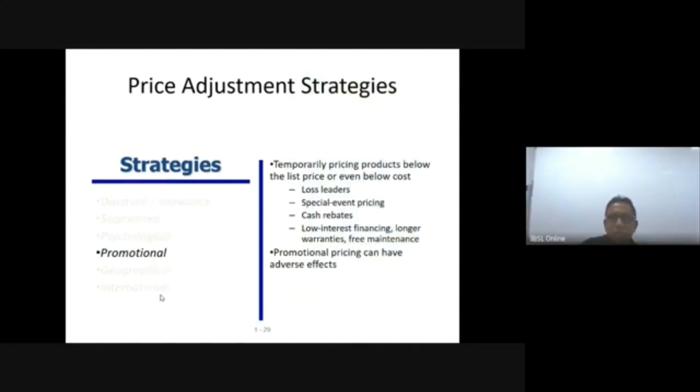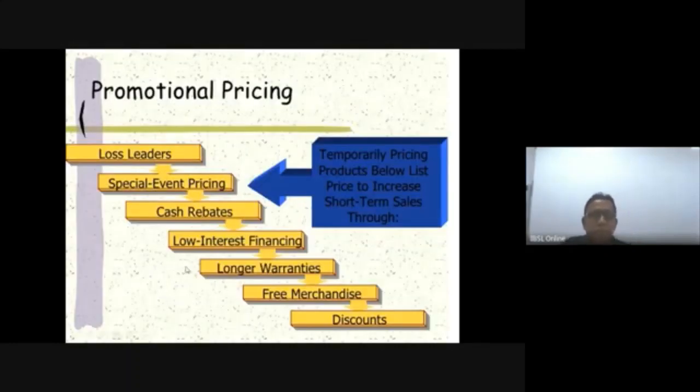Then the promotional pricing. Also you have a lot of promotional pricing. Loss leader. This promotional pricing is used temporarily, selling products below list price to increase short-term sales. So these are temporary measures, loss leaders. Now you have seen loss leader is a famous method in supermarkets.